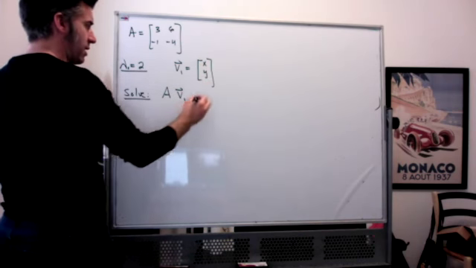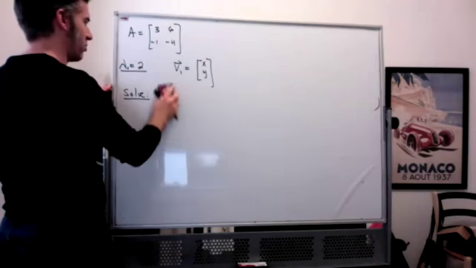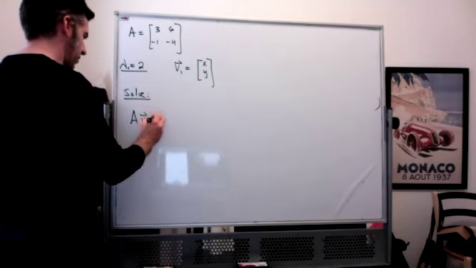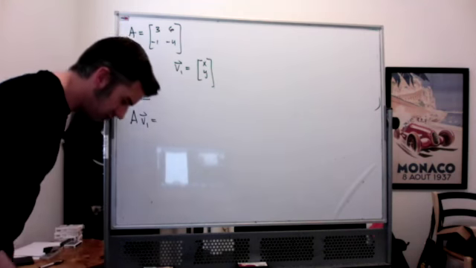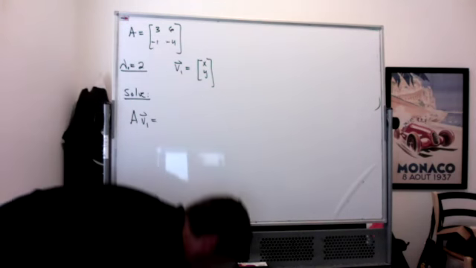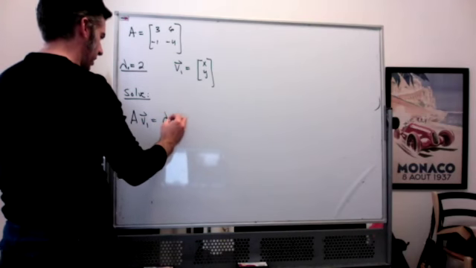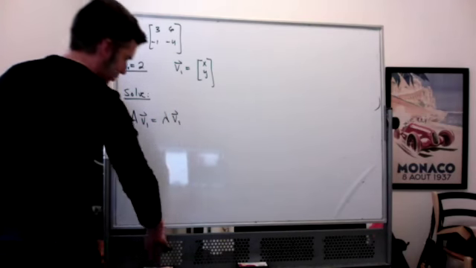We're trying to solve A times V1. Let me write it down here so there's a little more room. A times the eigenvector V1 is equal to lambda times the eigenvector V1. But lambda is 2.